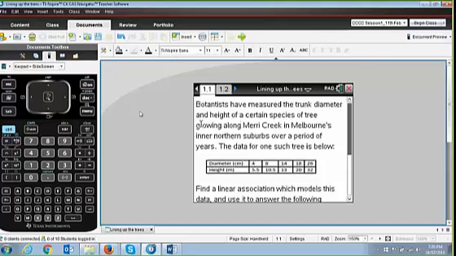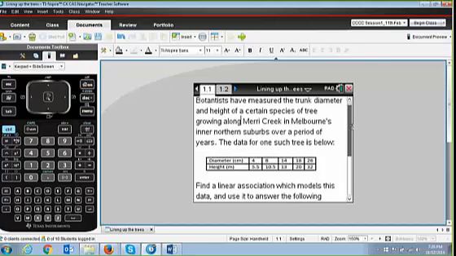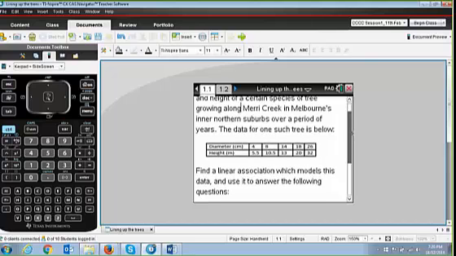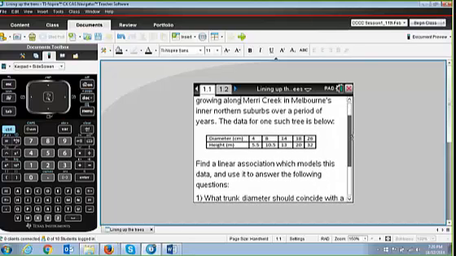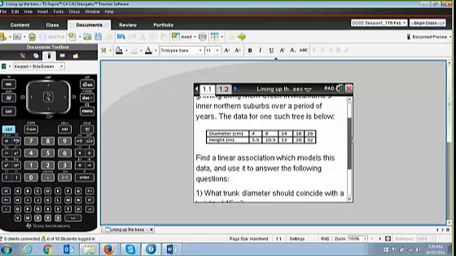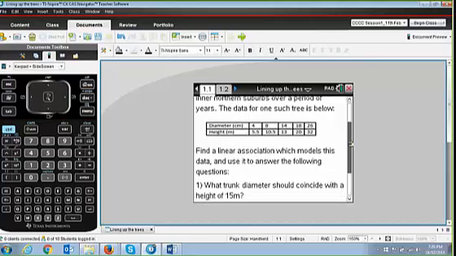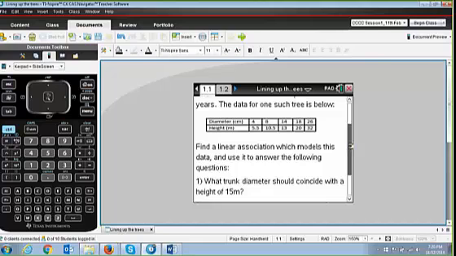But we start off with this problem, which, if you can just read it through, is taking a look at pairs of data, just as Brian was talking about before, whereas this time the horizontal variable will be the diameter of a particular tree, and the response variable, the vertical one, will be height. So we're modeling height versus diameter.